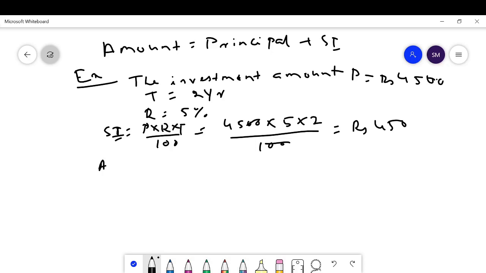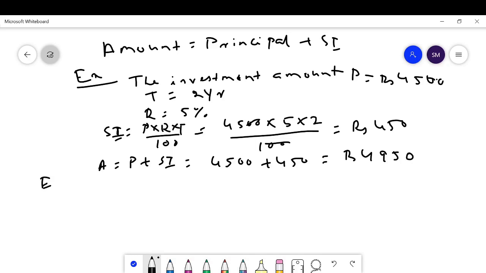Then amount is equal to principal plus simple interest. Here the principal is 4,500 plus 450, which is equal to rupees 4,950. The amount you get back is 4,950.